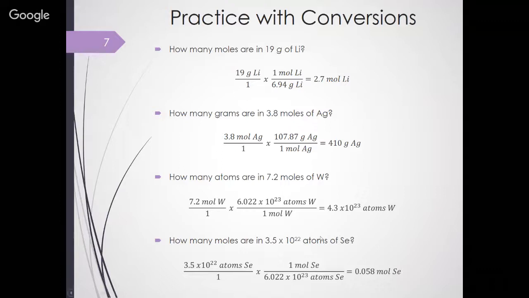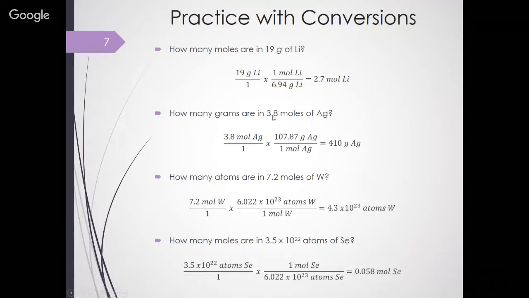Practicing with conversions. So, how many moles are in 19 grams of lithium? We identify what the given information is and what we want to find. I'm given 19 grams. I want to find how many moles that is. Given, want. So I always put my given number on the top. In order to get to moles, I have to find the molar mass to divide by it. So 19 divided by 6.94, got that from the periodic table, gives me 2.7 moles of lithium. 2 sig figs, 2 sig figs.